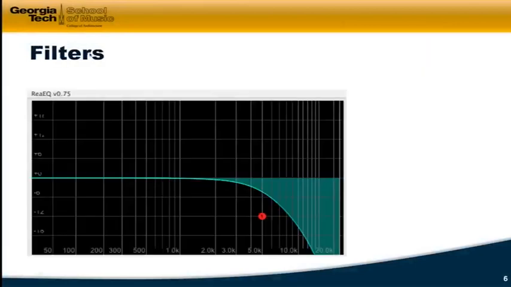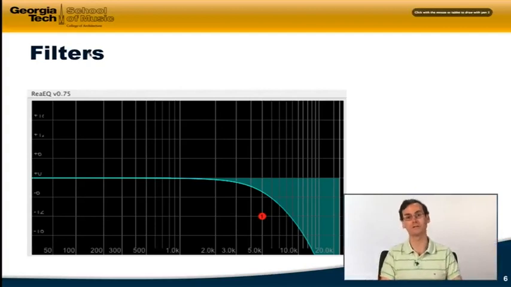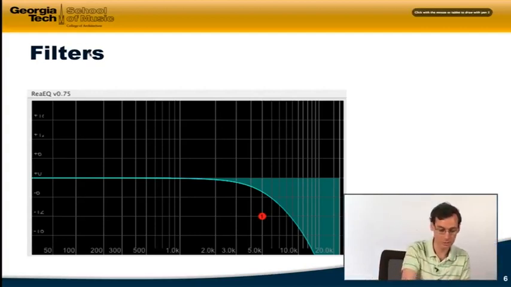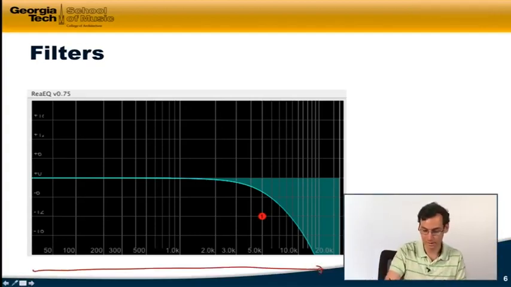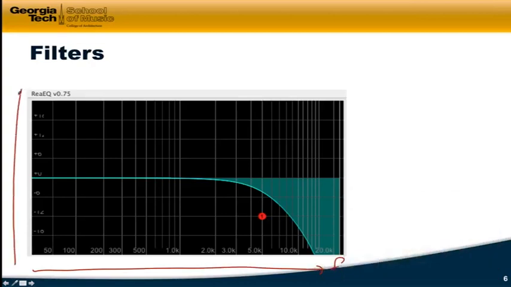What I want to talk about next is the notion of filters. What a filter does is it changes the frequency response of the audio that's coming into it. This is a frequency response representation here, where on our x-axis we have frequency, and on our y-axis we have decibels. And then we have this blue line here that's basically showing how this is changing.